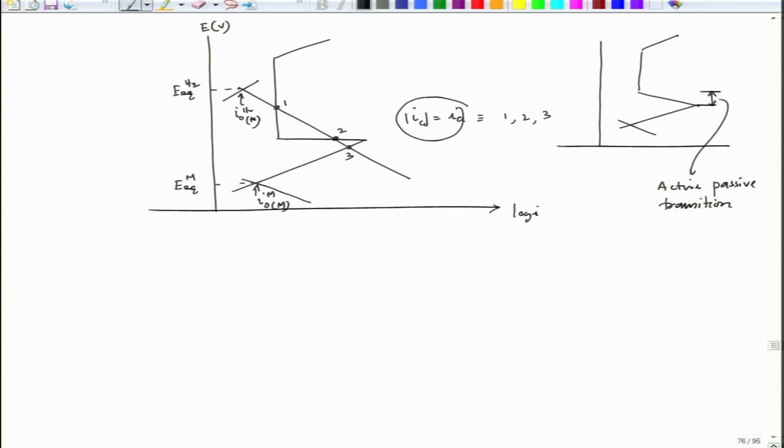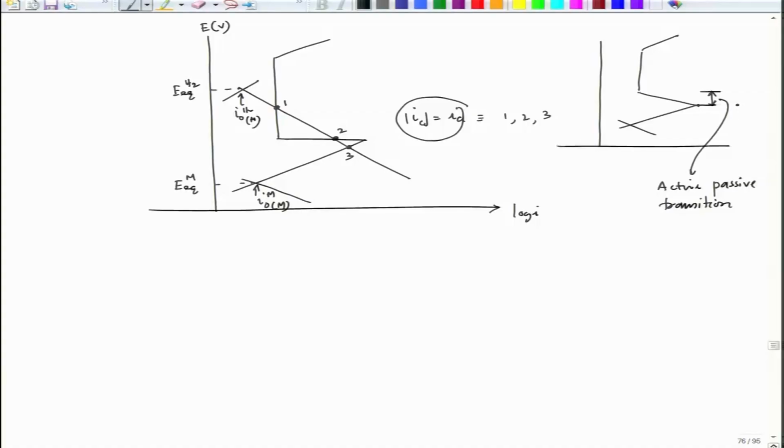In this zone actually we are not getting a stable passivity, rather steady state passivity is not obtained in this particular active passive zone. Rather, if we go from lower potential to higher potential, if we start from here, if we go there, then we will achieve stable passivity. So, in this particular zone I am getting a kind of transition to steady state passivity.